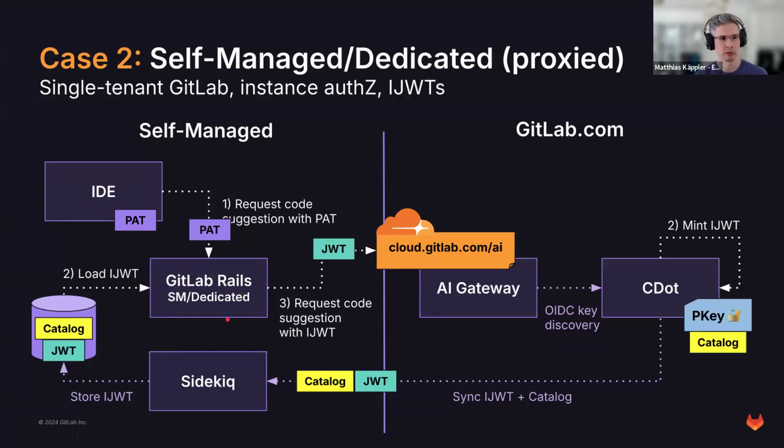So we will take that token, attach it to requests upstream. And the only other change here you can see is because we still need to be able to validate these tokens. So the AI gateway performs OIDC key discovery, not just with GitLab.com, but also with the customer portal. So there's two sources it fetches keys from, and it does that regularly.